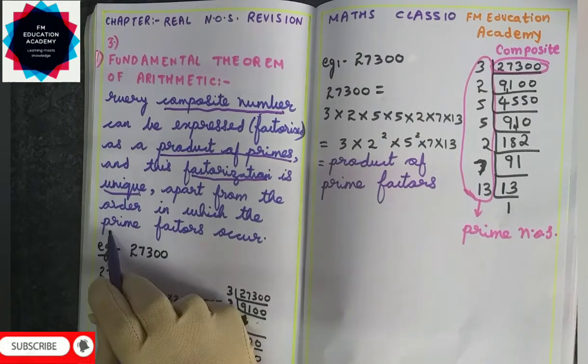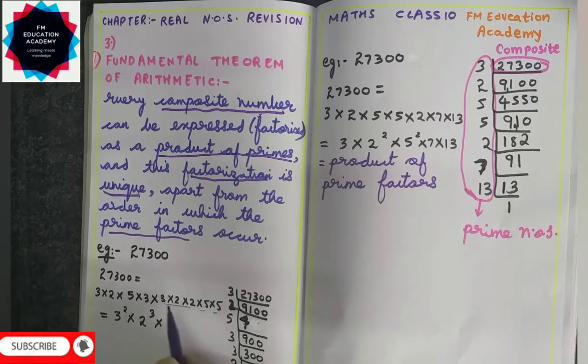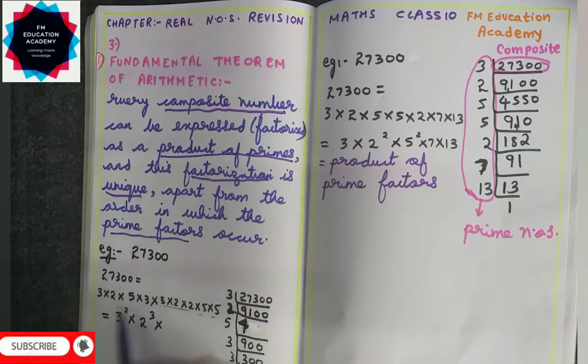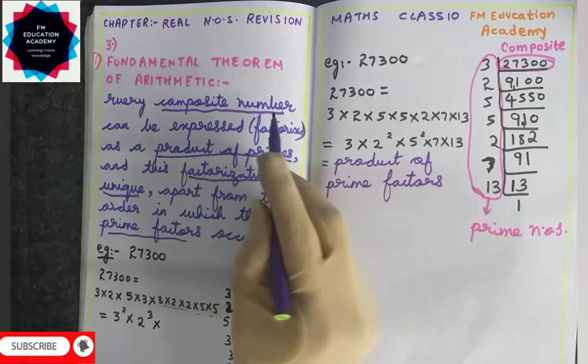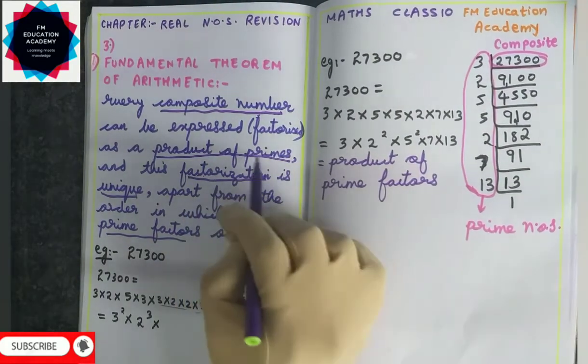But the order can be anything. For example, here I am having 3 into 2 into 5 into 3 into 3. Before that also I can take 2 into 2, then I can take 3 into 5 into 2. So the order can be different, but only these prime factors I will get, and that will be a product of prime numbers. See, this is a very beautiful theorem, right? A composite number can be expressed as a product of primes.